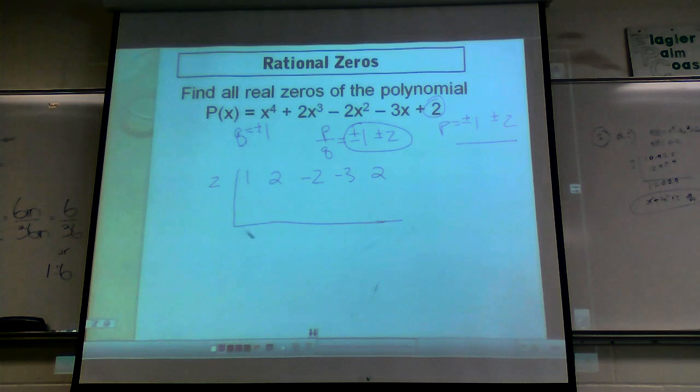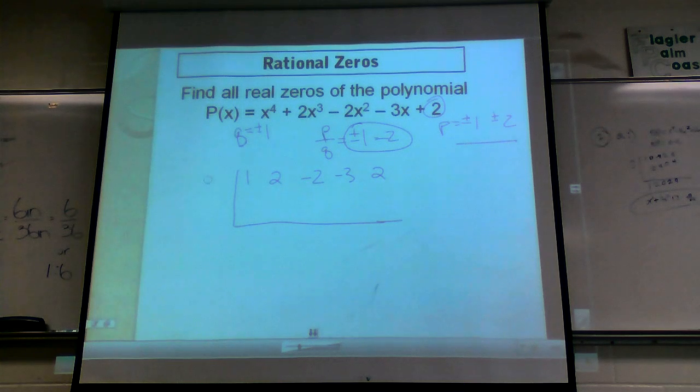So if I start with 2, I get 1, 2, correct? 4, 8. 8 minus 2 is 6. Well, is that one going to work? If I keep going, I'm going to get a remainder, so that one doesn't work. That one's scratched. So we're now down to 3 options: +1, -1, or -2.